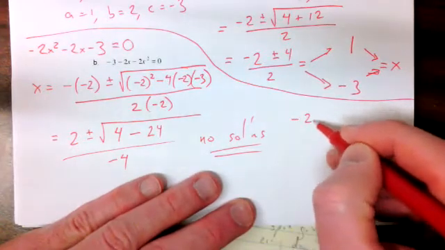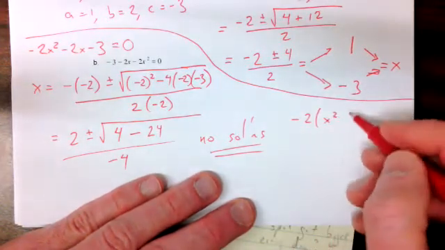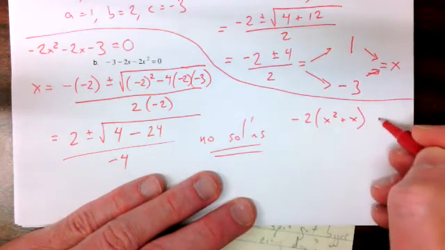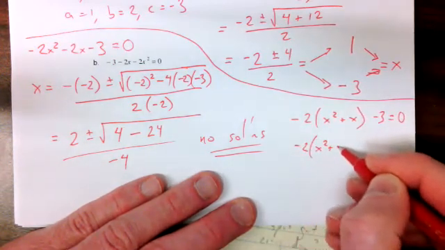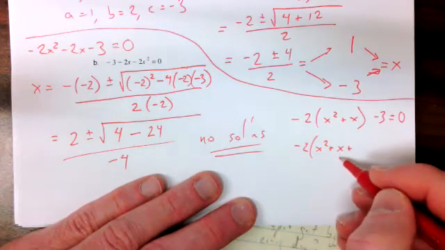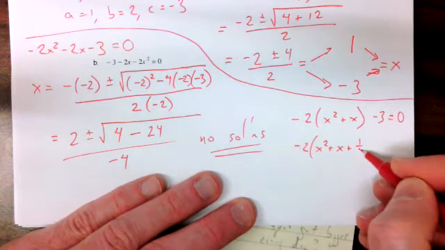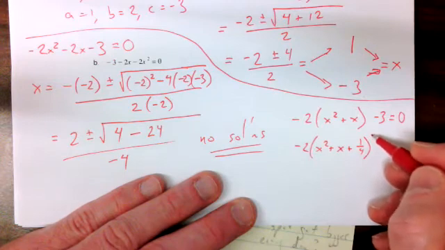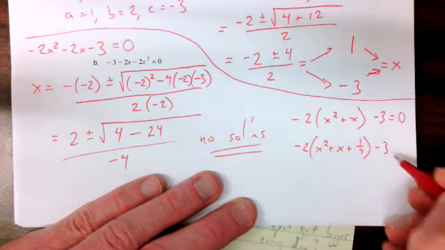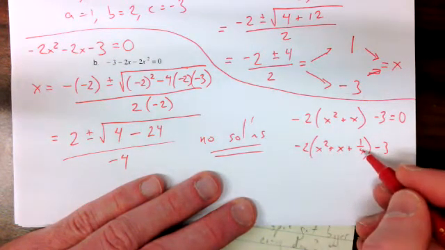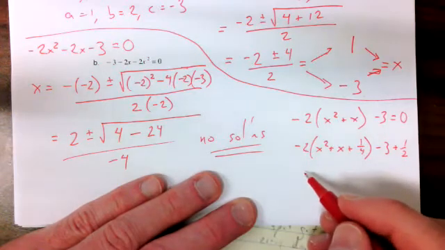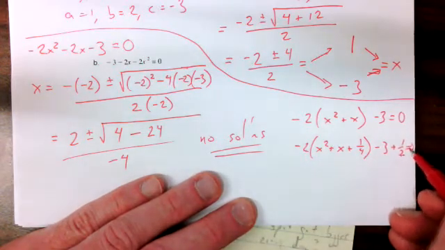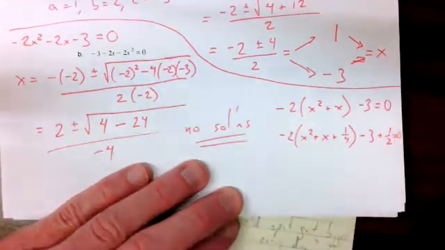So taking out the negative 2 from x squared plus x minus 3 equals 0. Negative 2 times x squared plus x. 1 divided by 2 is a half. A half squared is a quarter. Minus 3. So I subtracted a half. Negative 2 times a quarter is negative a half. So I have to add a half. Equals 0. You don't have to do all this work. I'm just kind of proving something to you here.